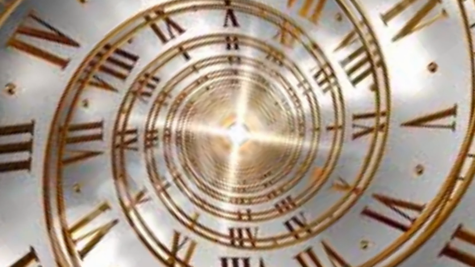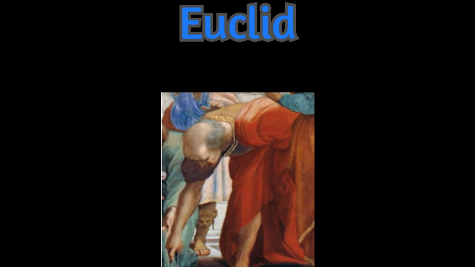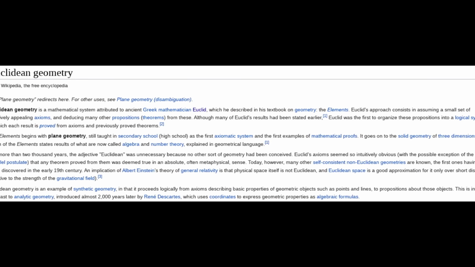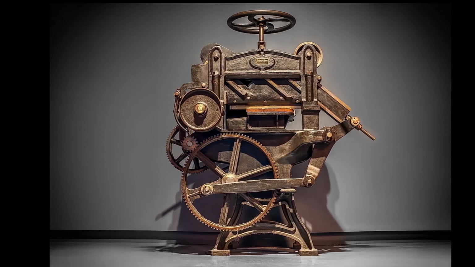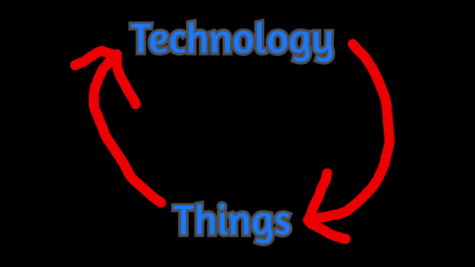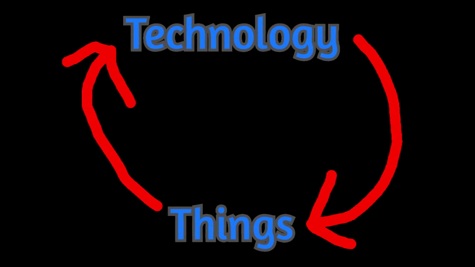You know, about 2300 years ago, this guy named Euclid made a bunch of rules on how space and geometry works. Using these rules, people made technology to figure out things, to make technology to figure out more things. We continued this cycle of technology and things until we started to use the technology to simulate things, but this time without those stupid Euclidean geometry rules getting in the way.